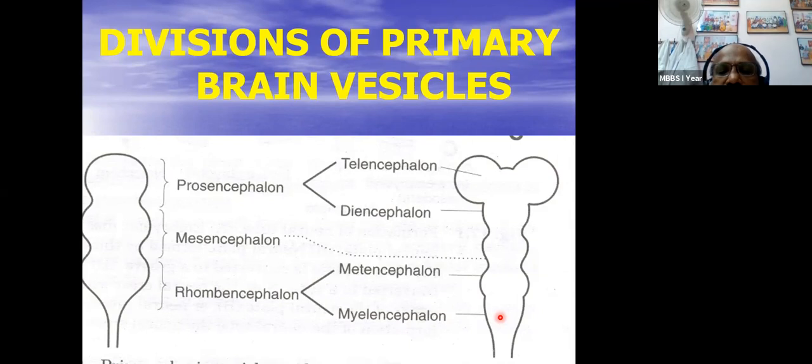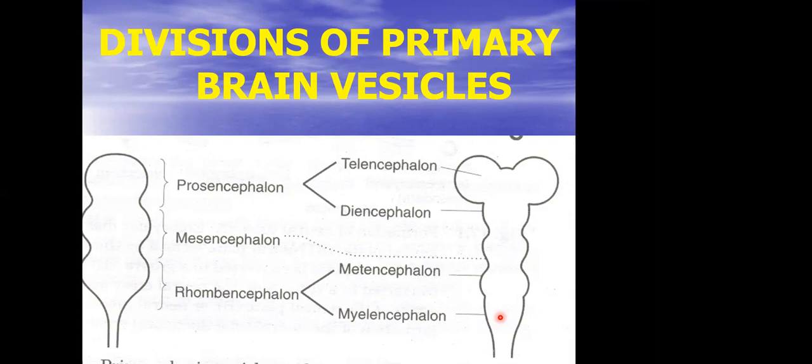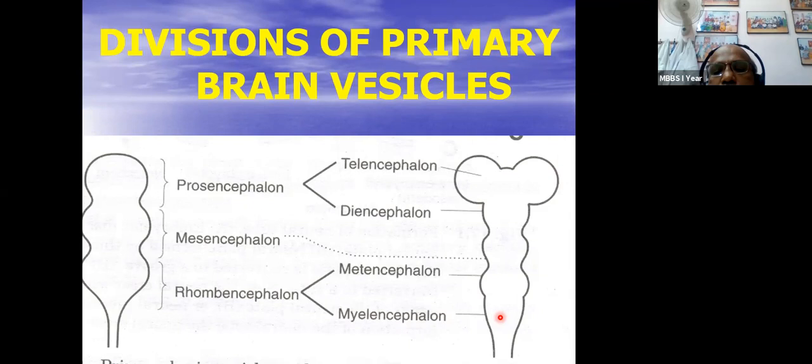But now your rhombencephalon is divided into metencephalon and myelencephalon. Now, what are all the parts of the brain derived from metencephalon? Our pons and cerebellum. Your myelencephalon forms your medulla. All these things are important for MCQ. Myelencephalon forms medulla. Metencephalon forms your pons and cerebellum.